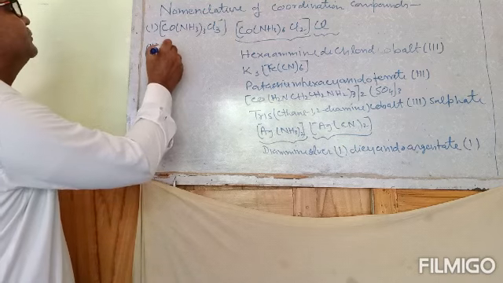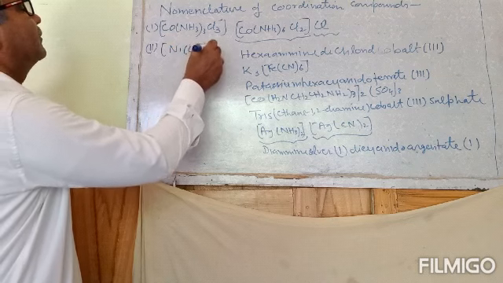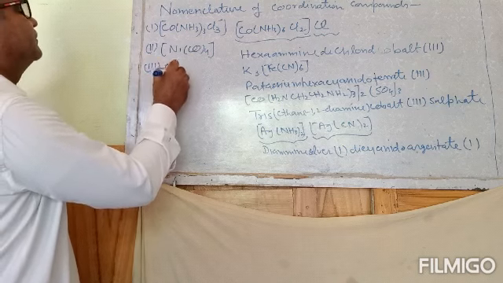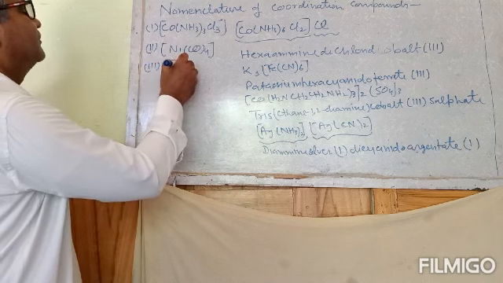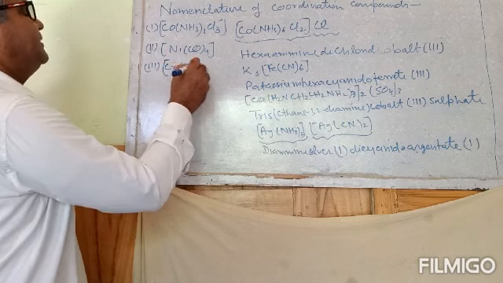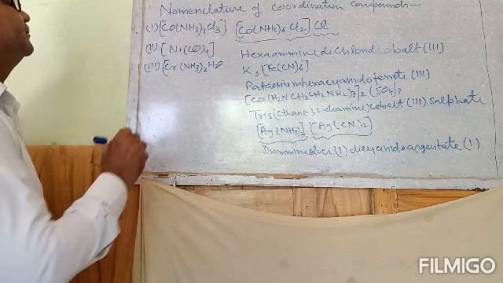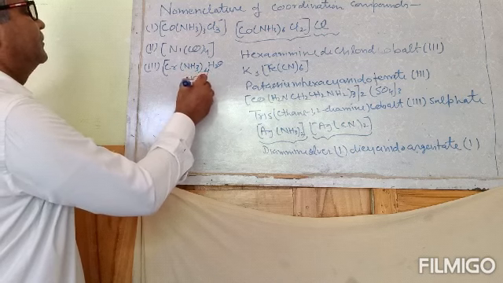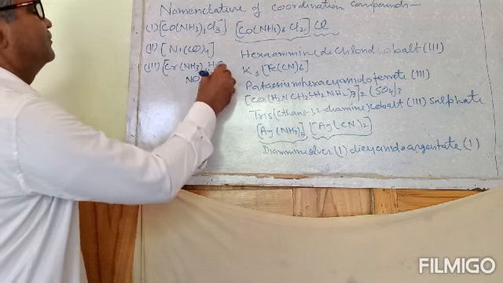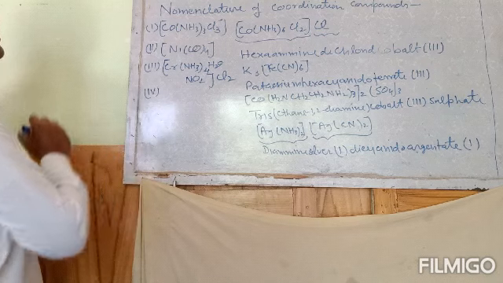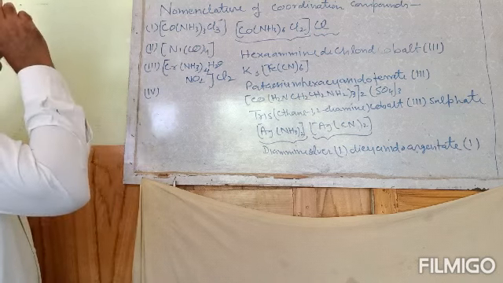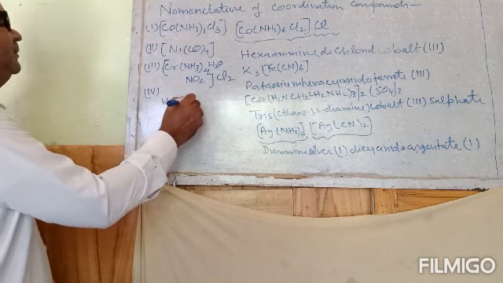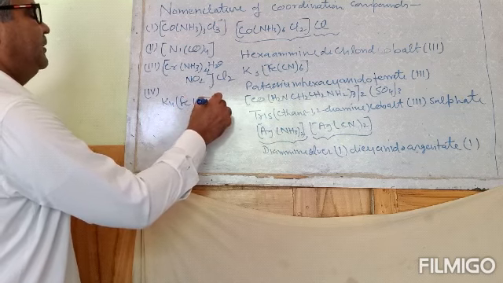Write IUPAC names of the following. Number 1, [Co(NH3)3Cl3]. Second, [Ni(CO)4], nickel carbonyl. Third, [Co(NH3)2(H2O)4]... (NO2)Cl2. One more example, K4[Fe(CN)6].